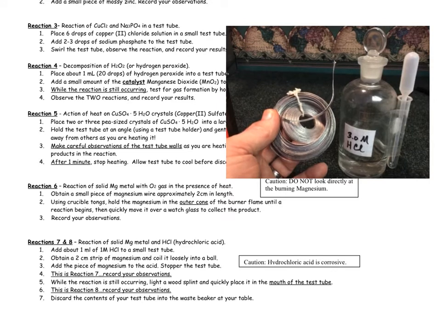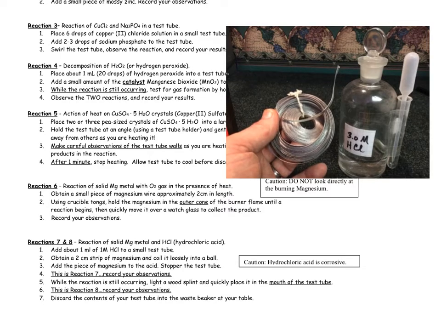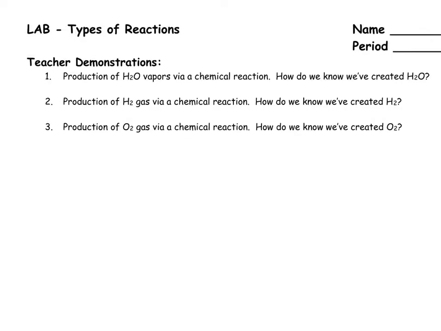All right, let's take a look at reaction number 1. Wait, before we do that, we got to do a couple of demonstrations. The first demonstration is the production of H2O water vapors via a chemical reaction. How do we know we've created H2O?